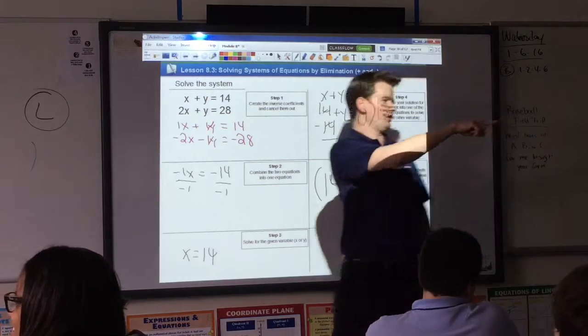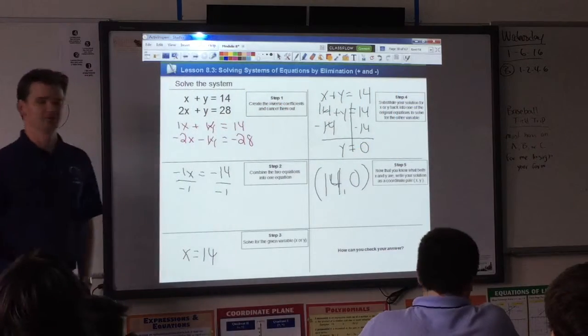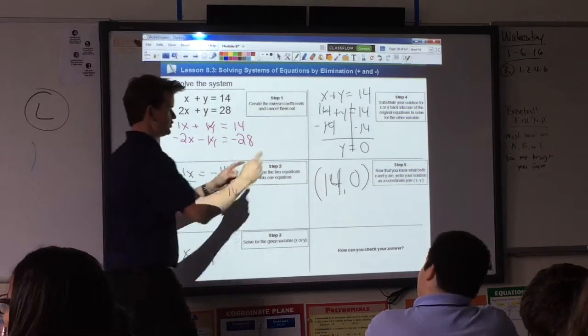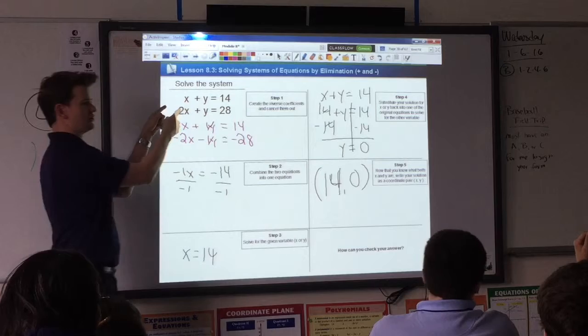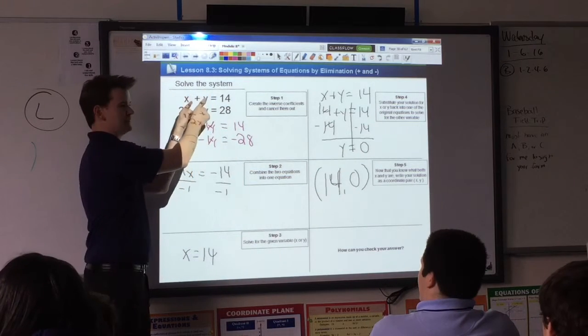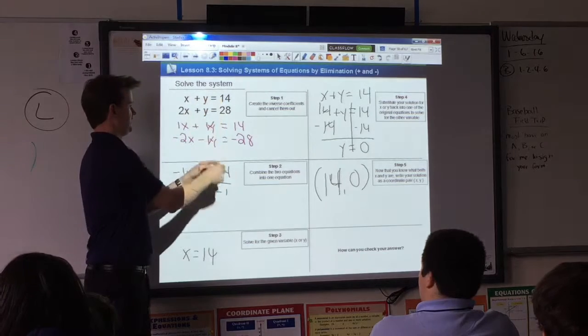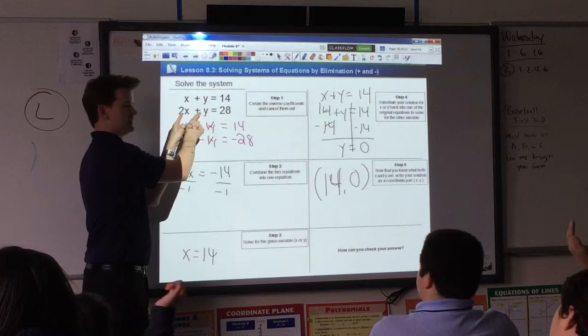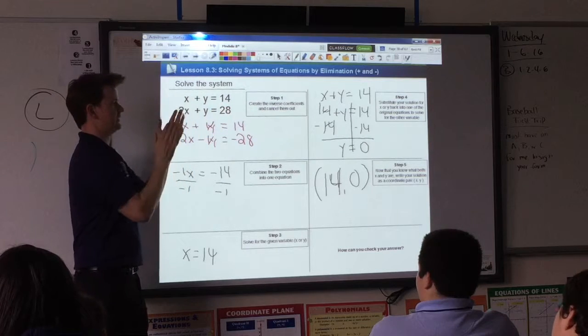That's what I'm looking for. Listen up. He's saying exactly what you're supposed to do. You can substitute this into the original equation. So my X is 14, my Y is 0. If I substitute in here, what's 14 plus 0? 14. If I substitute in here, what's 2 times 14? 28 plus 0 is? 28. So it's a good solution.